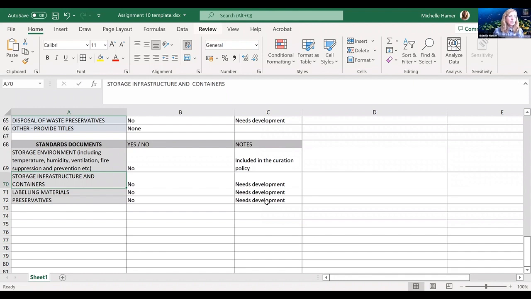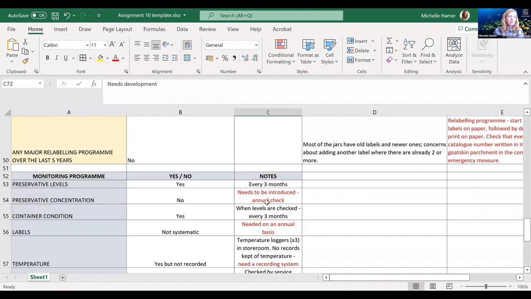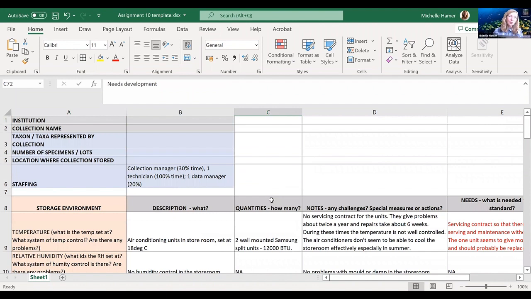But you can see that there's a lot of work involved in getting all of this together. It will be less work if everything is perfect. It will be more work if you need to count lots of things and document lots of problems and lots of needs. But it's a very important exercise to do because it's part of caring for the collection. So if you don't know what the current state is, it's going to be very hard to upgrade it.